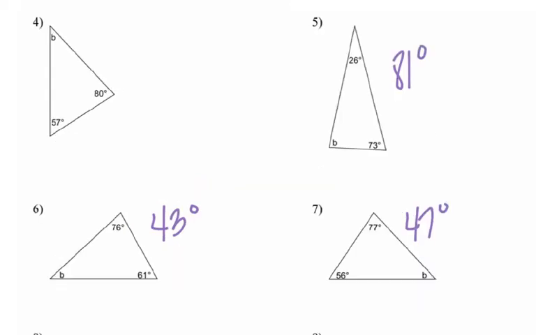All right, guys, so here are the answers for 5, 6, and 7. Remember, we just add together the two angles that were given, and then we subtract from 180 to find our missing angle. So go ahead and check your answers, and then go ahead and scroll down to number 9.